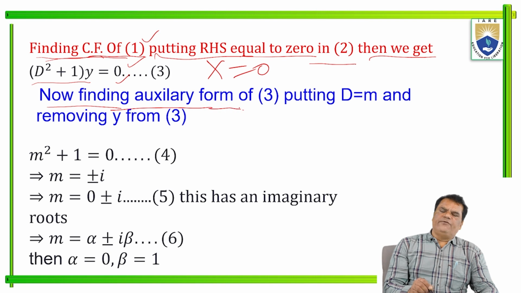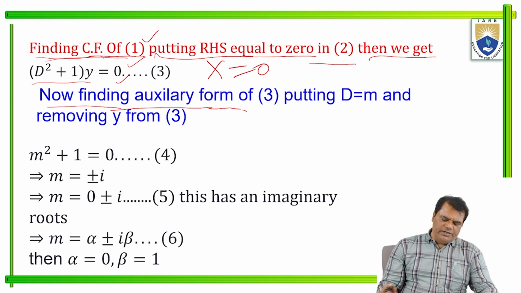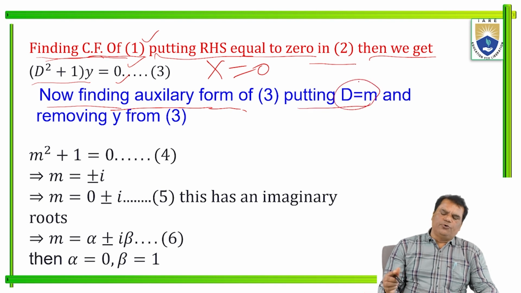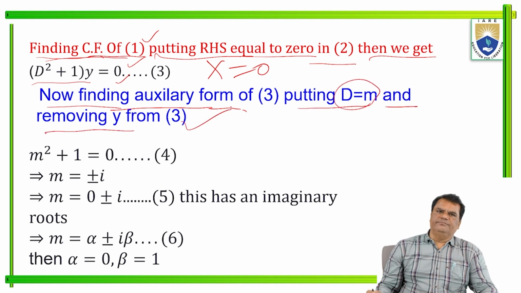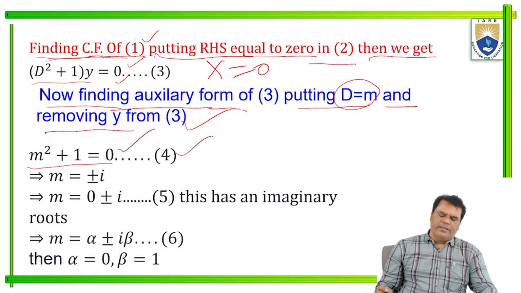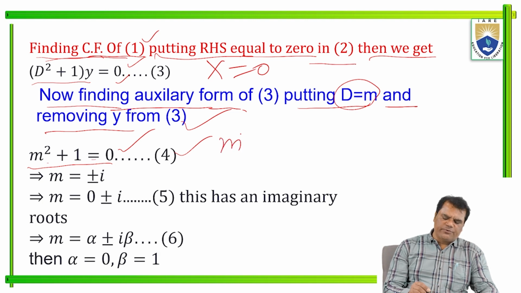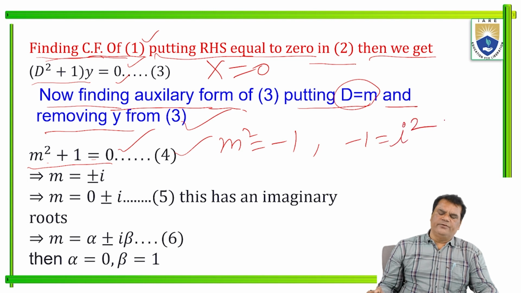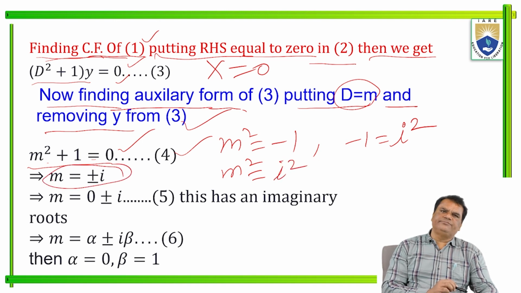Now finding the auxiliary form of 3. Auxiliary form means an equation in m form. So putting capital D equal to m and removing y from 3, we get m square plus 1 equals 0. This is equation 4. So m square equals minus 1. Minus 1 is i square, so m equals plus minus i.